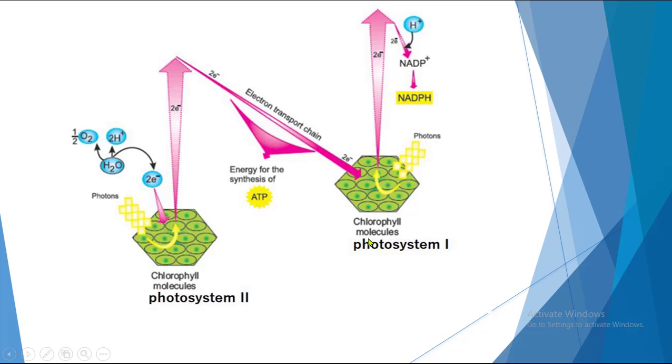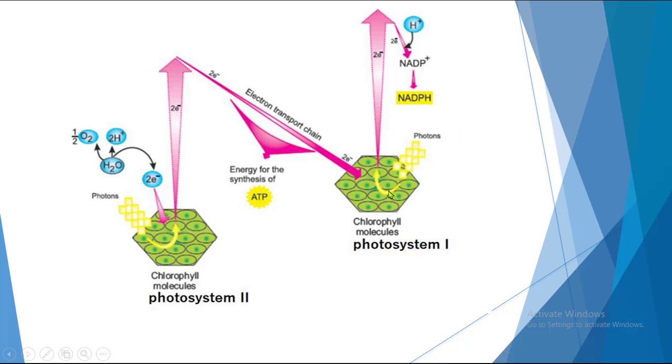But in reality, it is a natural process, and these steps occur in nanoseconds and they occur simultaneously. For example, photons fall on photosystem 2, and the same photons or light energy fall on photosystem 1 as well, because they are both present on the same thylakoid in the same chloroplast.